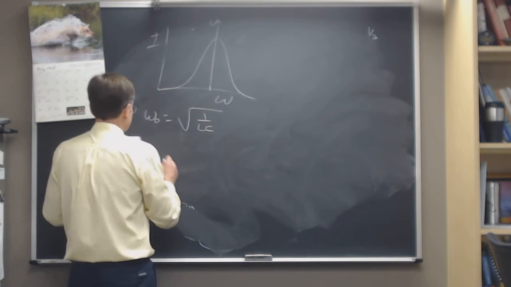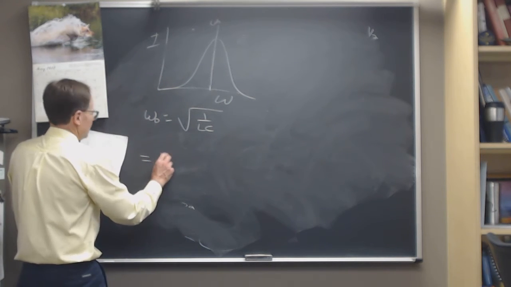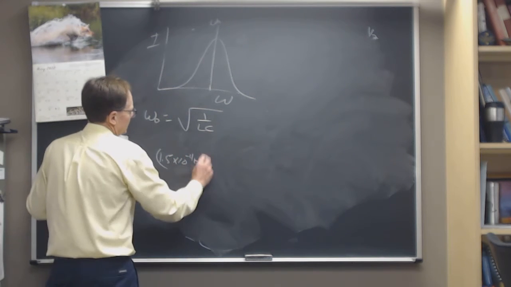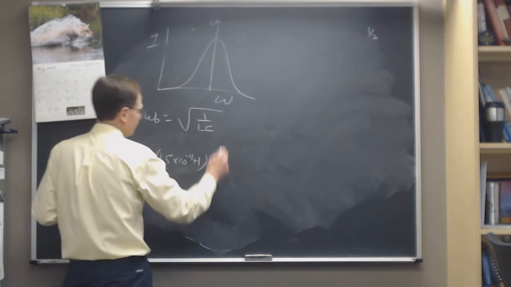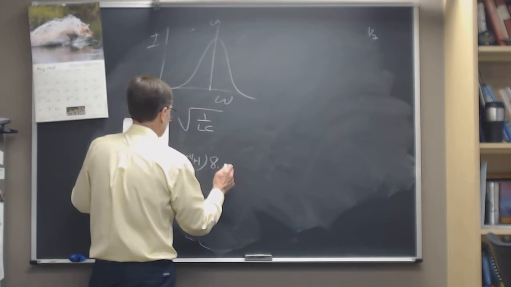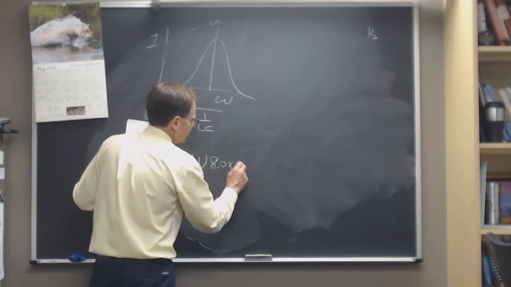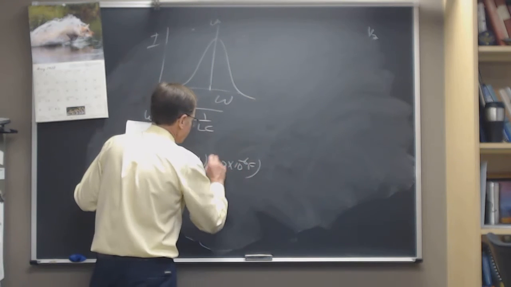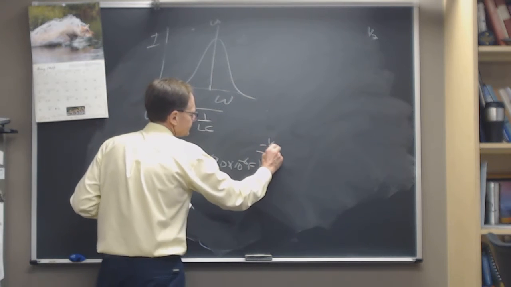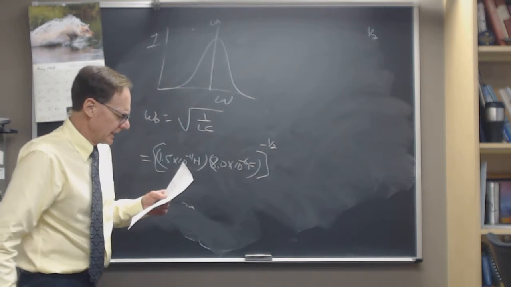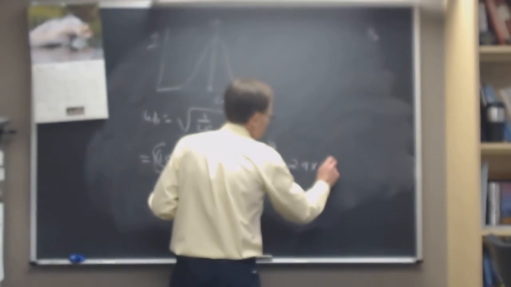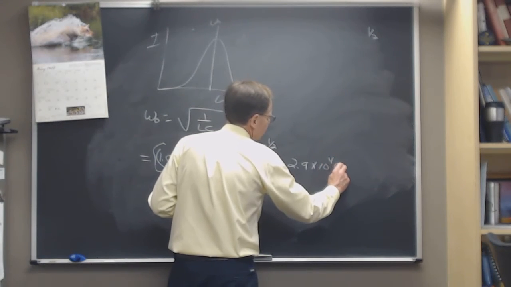we can write this as 1.5 times 10 to the minus 4 henries times the capacitance, which is, I just erased it. I have to look at my sheet because I just erased all of this that was on the board. Good planning is what we call that. Times 10 to the minus 6 farads, all to the minus 1/2 power. And I get 2.9 times 10 to the 4 radians per second.